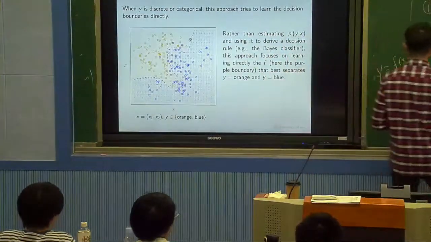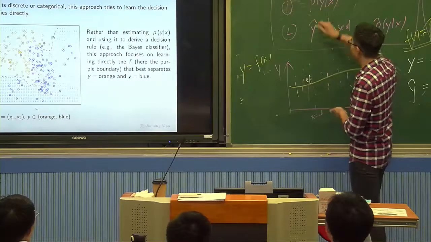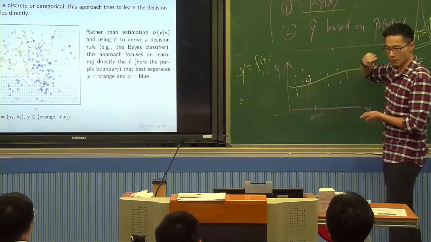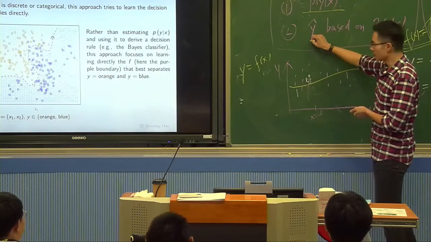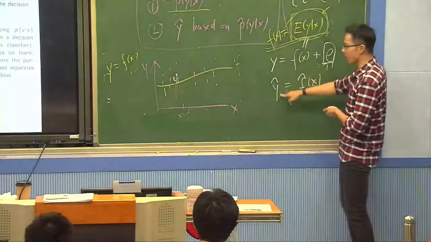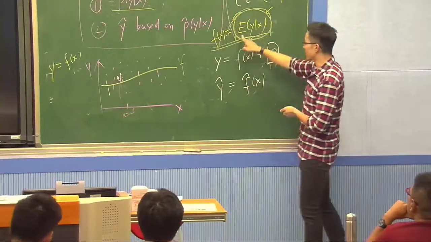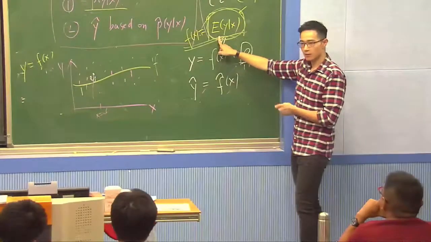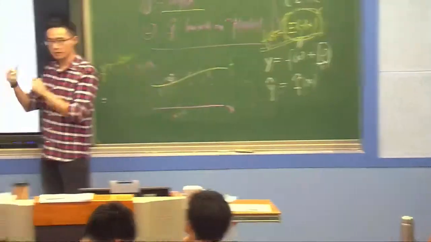Remember, now we have two approaches. The first approach is to estimate the underlying P first, and then based on our estimation, predict Y. The second approach is to directly try to find a function Y hat that comes very close to E[Y given X]. That's the continuous case. In the discrete case, the analogy is the same.